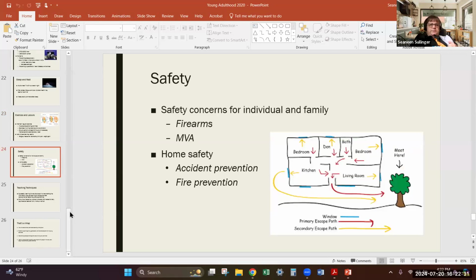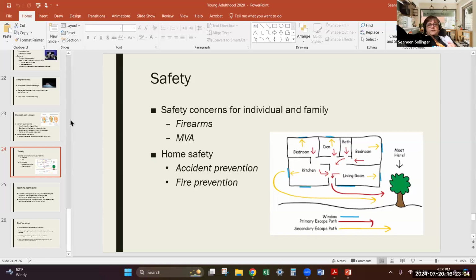So safety, what are some safety things to consider for early adults? So now that you are in a relationship, that you have a household you're responsible for, you have children, safety doesn't just center on the individual necessarily anymore. It also centers on the family. So concerns in terms of motor vehicles, drunk driving, firearms, are the guns stowed separately from the ammunition, those types of things.